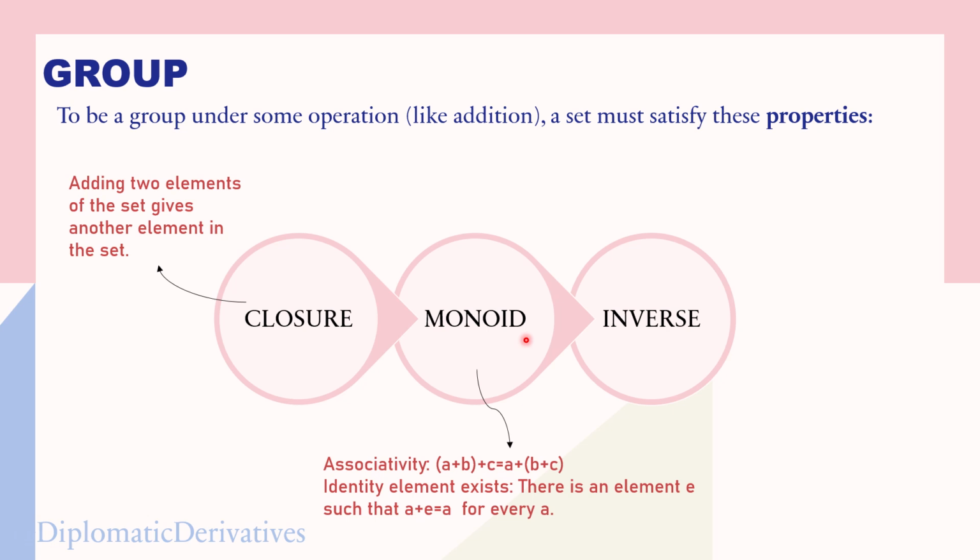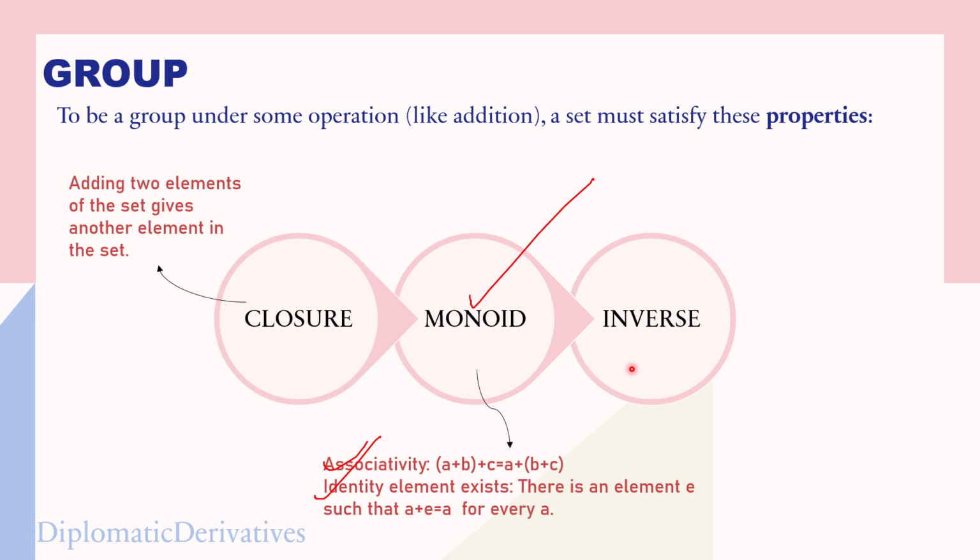Next we have monoid. Now monoid is a different term, we didn't talk about it in the previous video. A set can be called a monoid if these two properties are fulfilled. We have associativity, that is (a + b) + c is equal to a + (b + c), and identity element exists, that is there is an element e such that a + e is equal to a for every a. If these properties are true, then that set will be called a monoid.